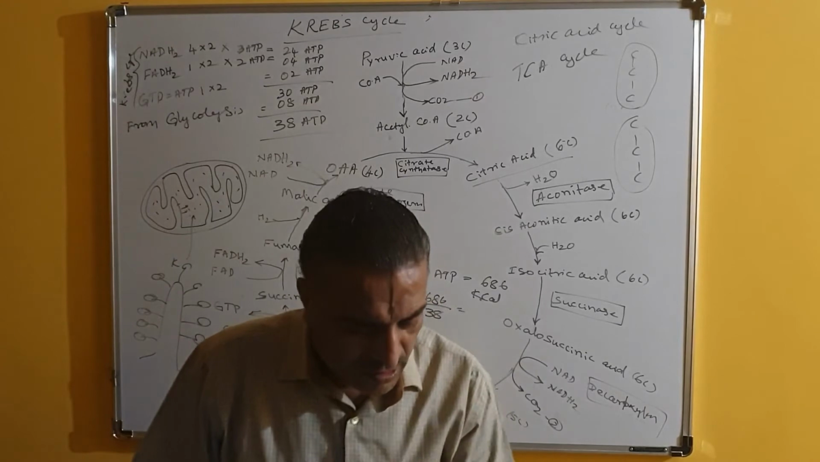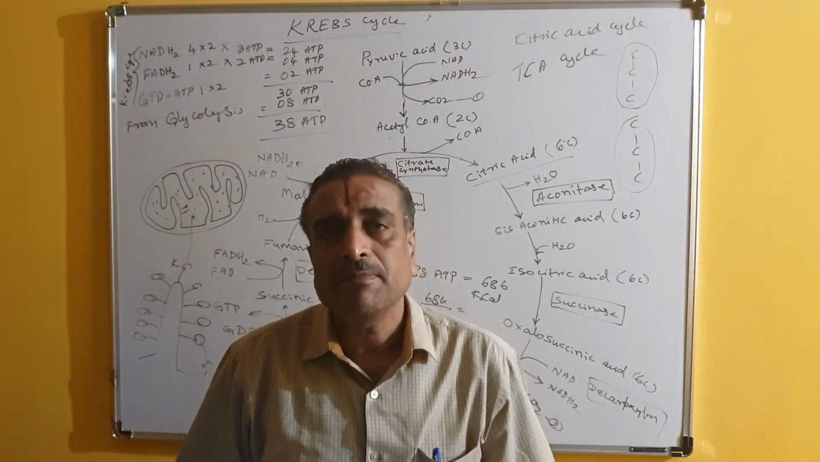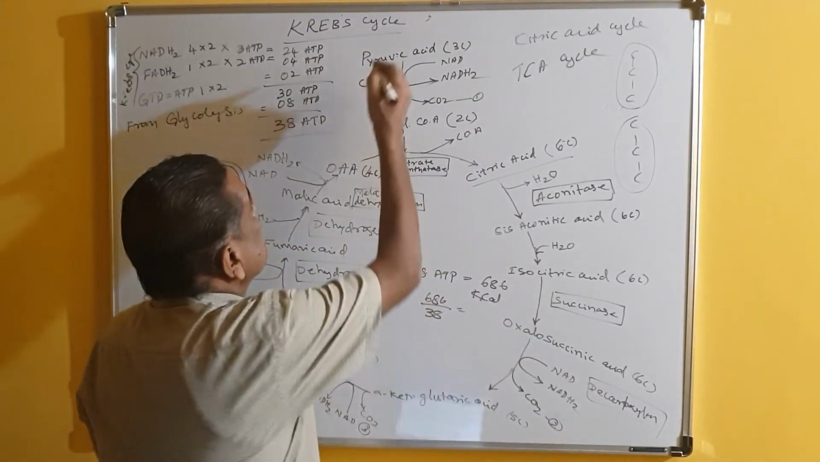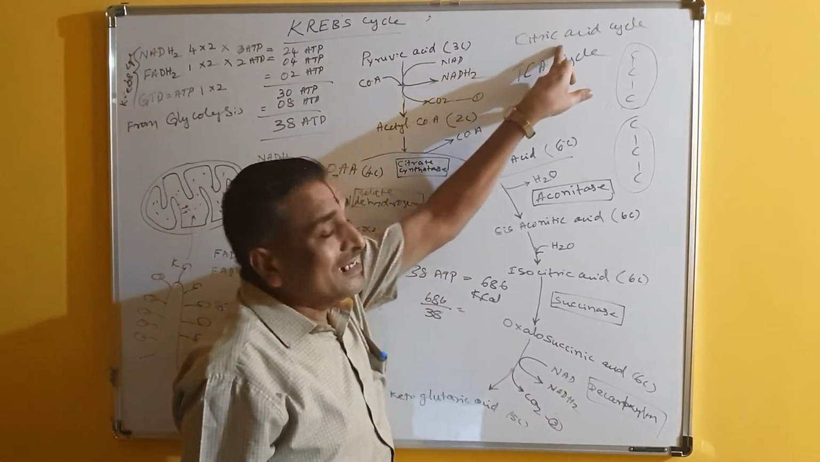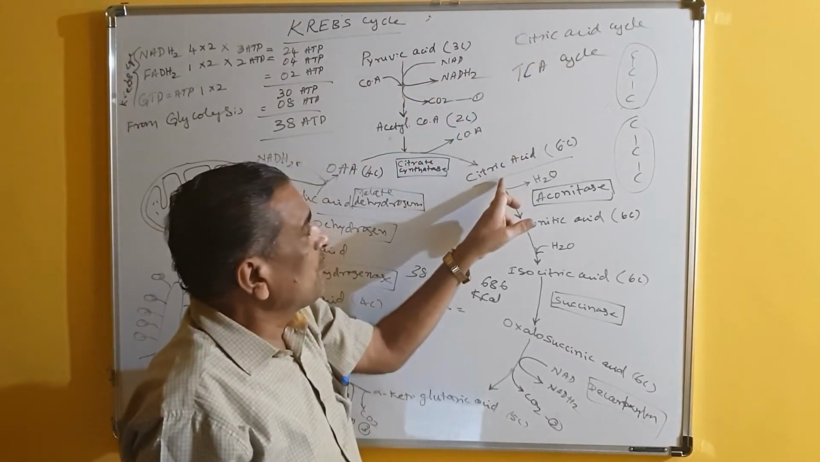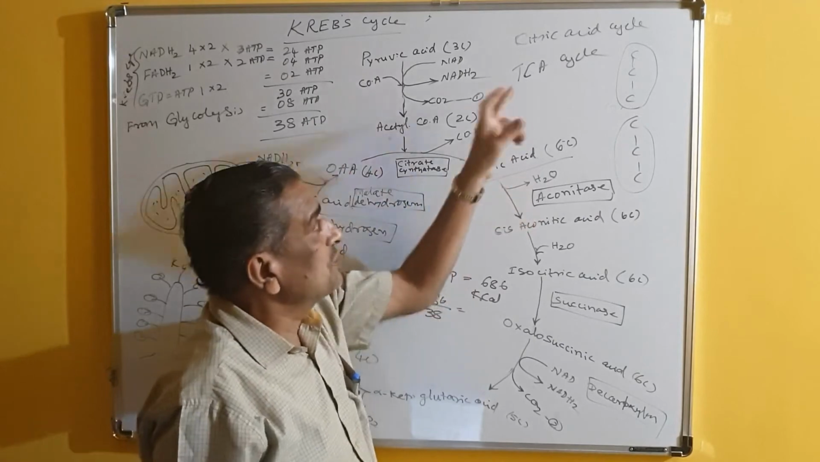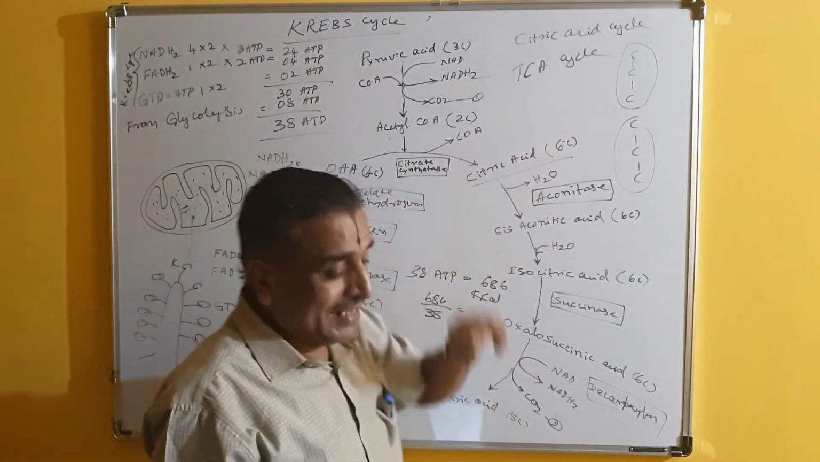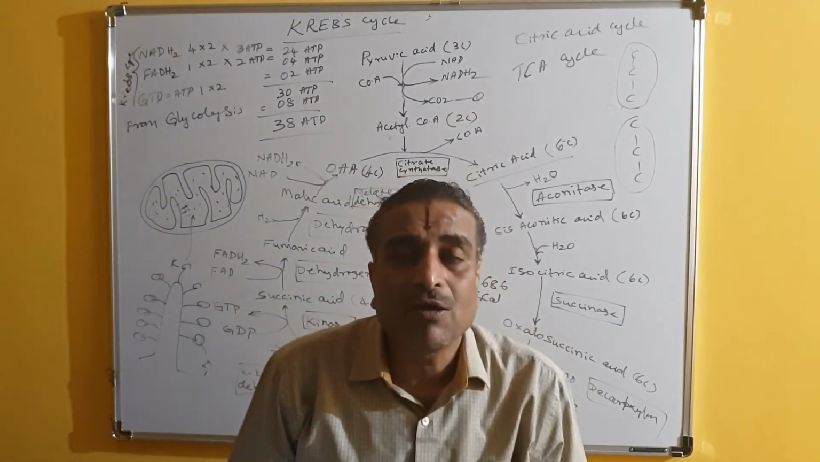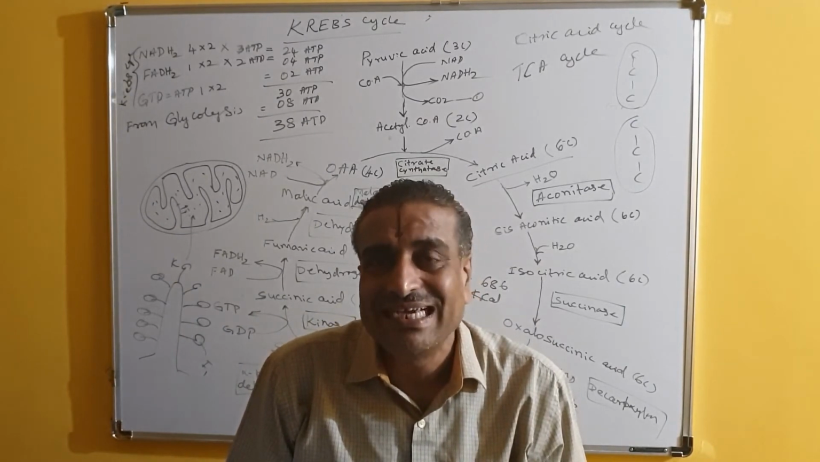So there are different names for the Krebs cycle. The first one is called the Krebs cycle. Another is the citric acid cycle, because the first stable product produced is citric acid. Another one is called the tricarboxylic acid cycle or TCA cycle, because of the tricarboxylic acids.